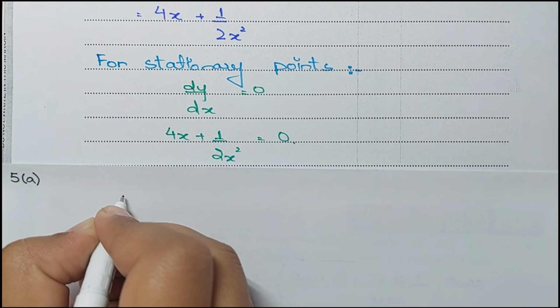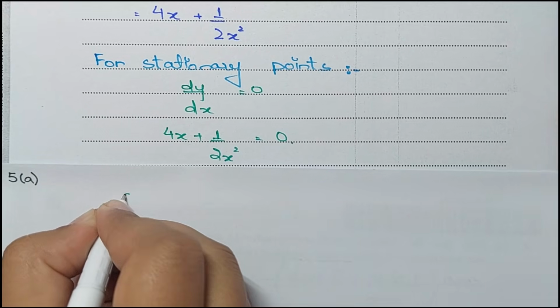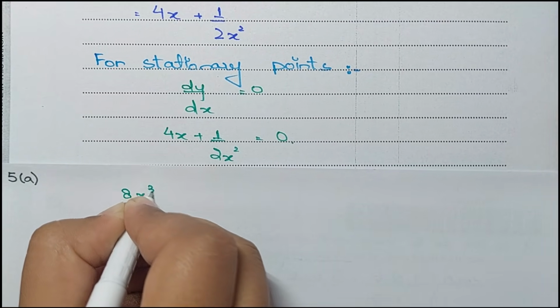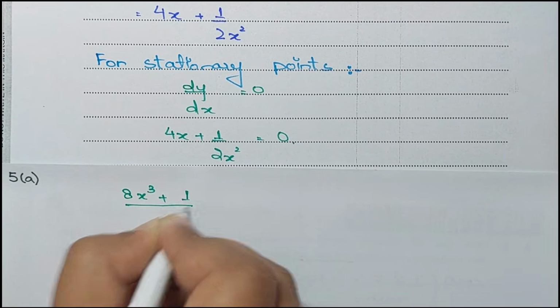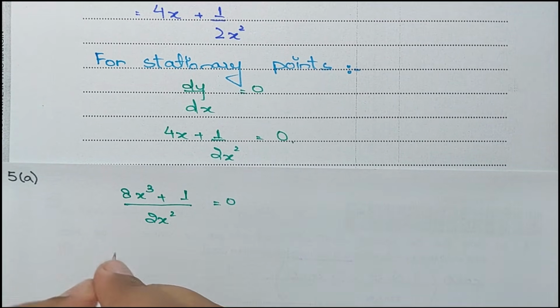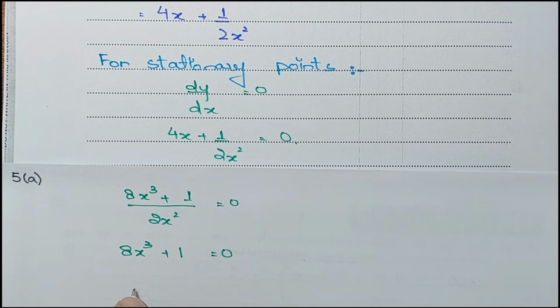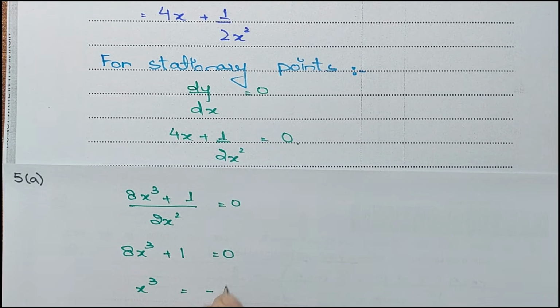Let me solve it. So this becomes 2 times 4 is 8, 8x³ + 1/(2x²) = 0. Multiplying by 2x², 2x² times 0 is 0. So 8x³ + 1 = 0. So what is x³? x³ is -1/8.